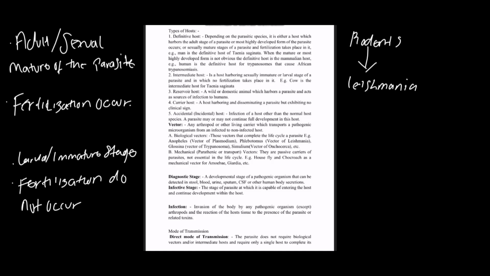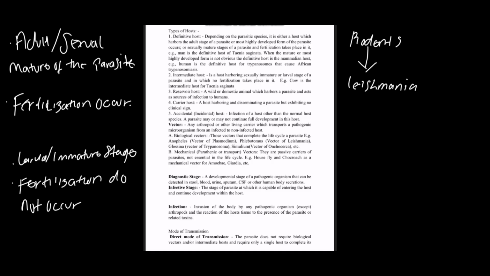In essence, from our outline, we have five types of hosts, which are the carrier host, the definite host, the intermediate host, the reservoir host, and the accidental host. The definite host harbors the adult or sexual stage of the parasite, and fertilization occurs there. The intermediate host harbors the larval stage of the parasite and no fertilization occurs. The reservoir hosts are animals that keep the parasite in nature. Then the carrier host: these are healthy hosts that spread the parasite.